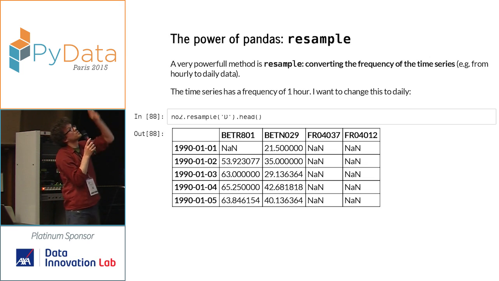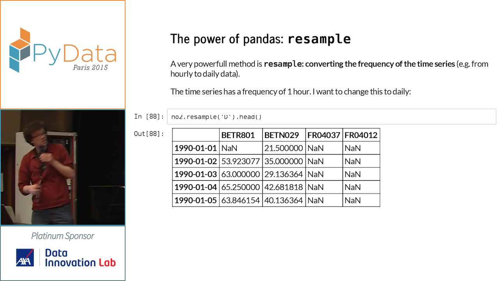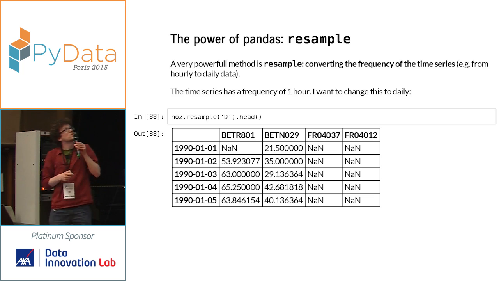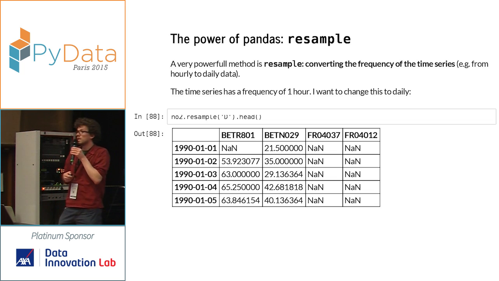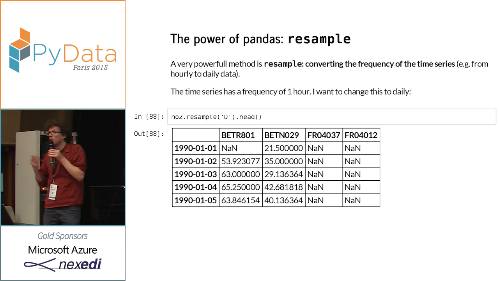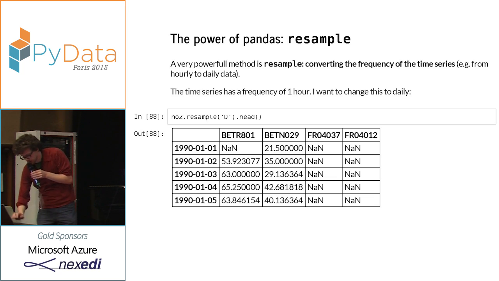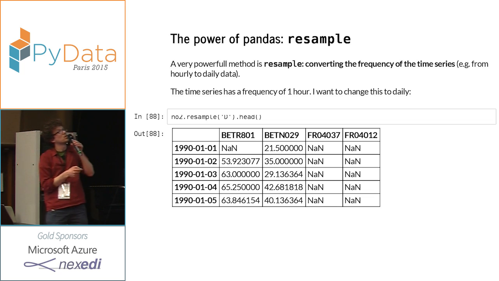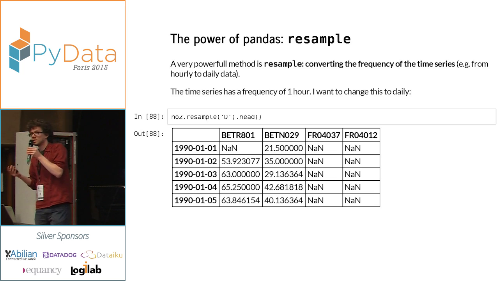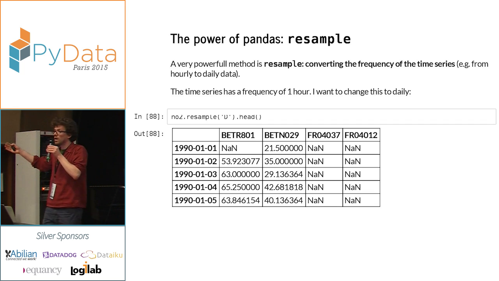And then something very useful is the resample method. So what is the resample method? This is for converting the frequency of your time series. So in this case, I have hourly data, and maybe I want to convert them to daily data. And this is very easy with the resample function. So with your data frame, NO2, I resample them, and I just say, capital D denotes that I want daily data. And by default, it will take the mean of all the hours in that day.